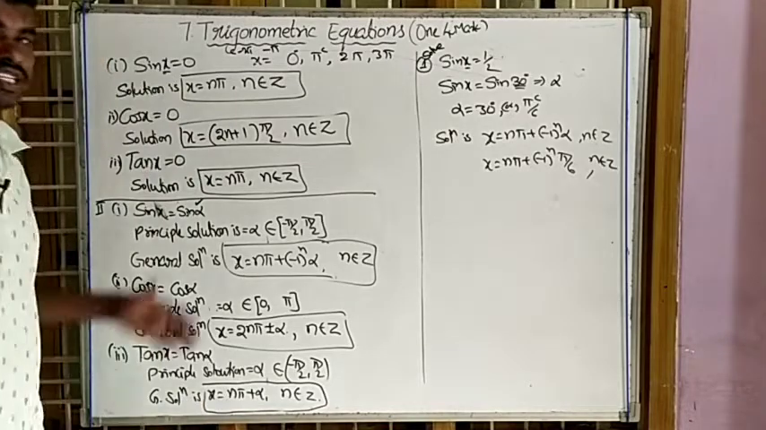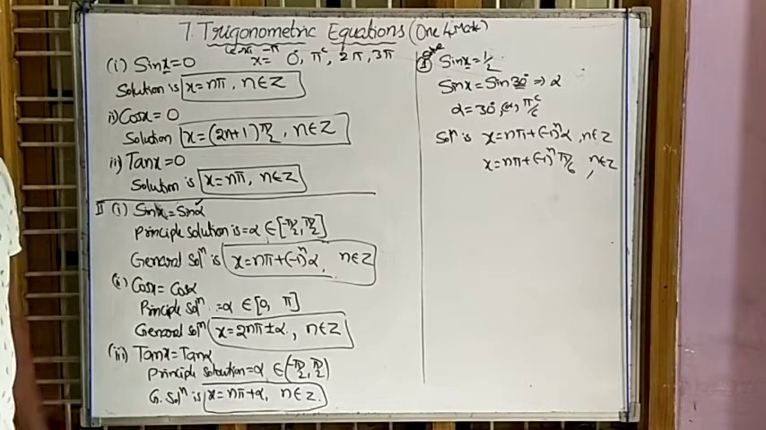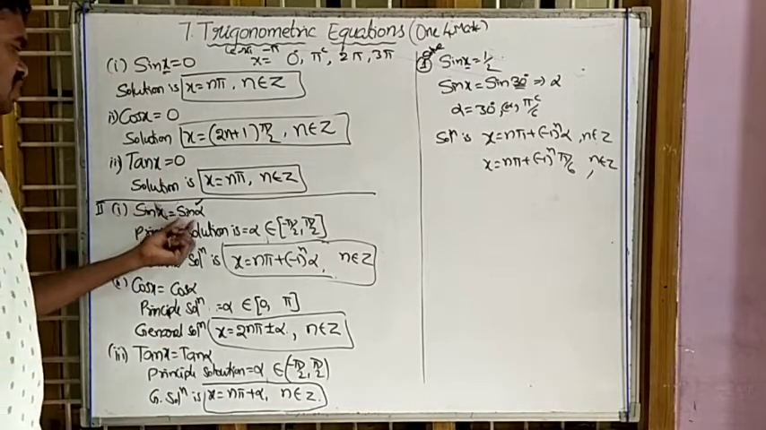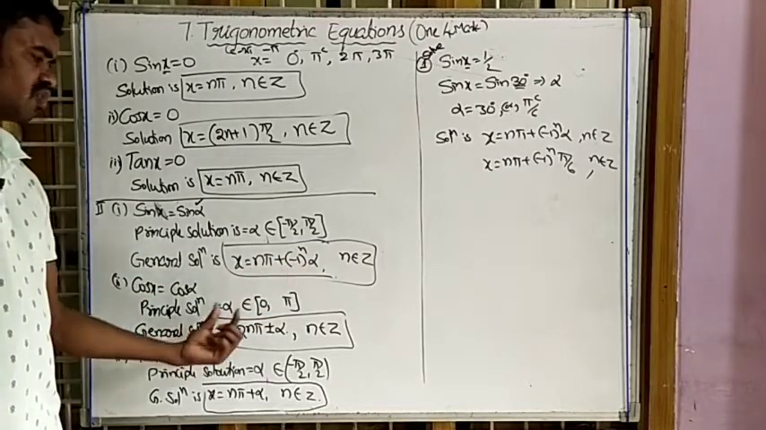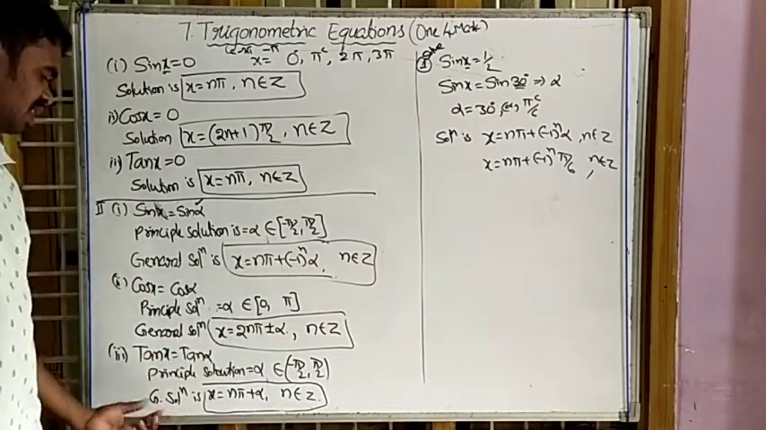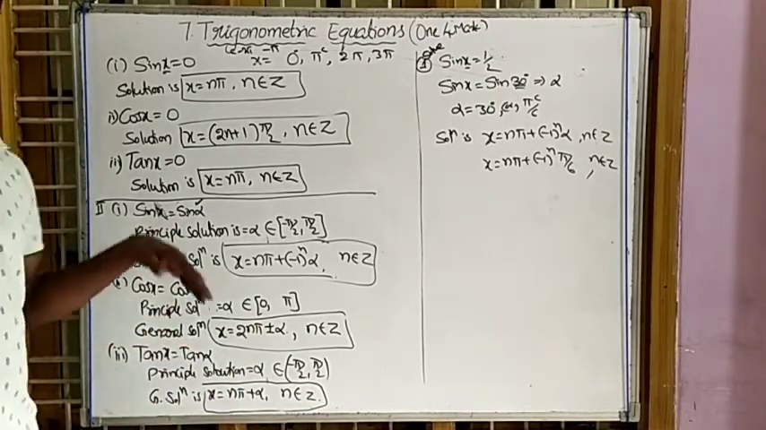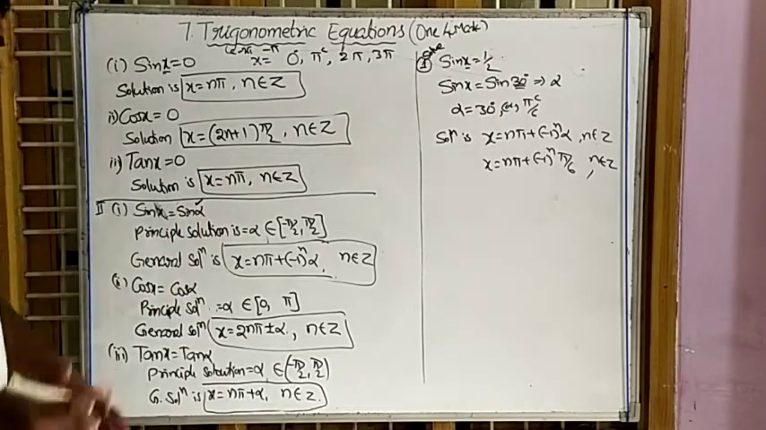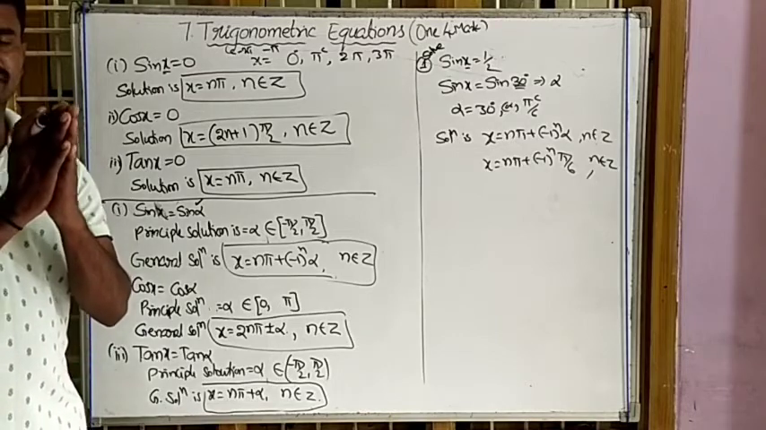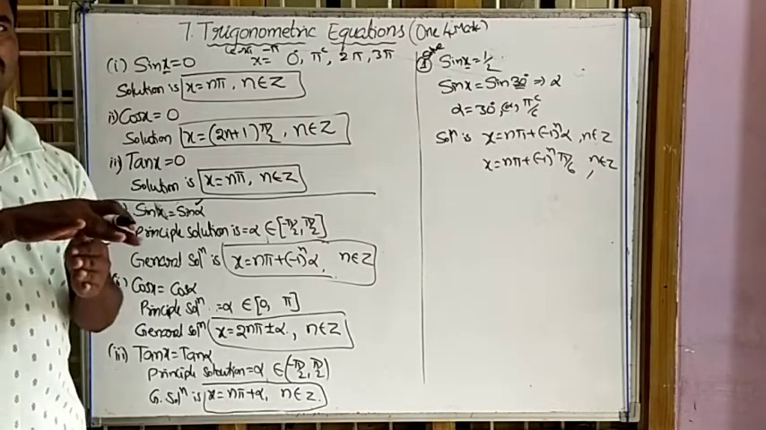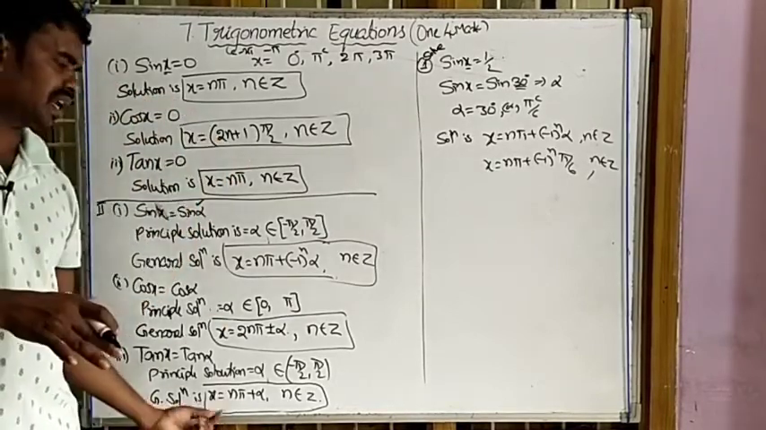So if you know these formulas, we can solve every trigonometric equation. First, sin x is equal to sin alpha: x is equal to n pi plus minus 1 power n into alpha. Cos x is equal to cos alpha: 2n pi plus or minus alpha. Tan x is equal to tan alpha: x is equal to n pi plus alpha. Other than this, you can ask, sir, what about cot x is equal to cot alpha? Whenever it is given in terms of cot, we can take the reciprocal, and that can be converted into tan. So we can apply the tan formula.